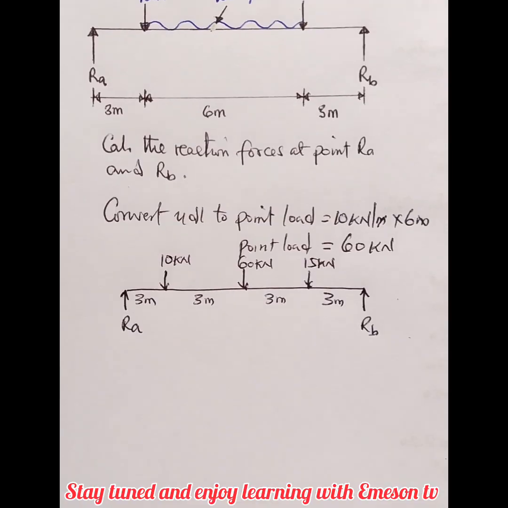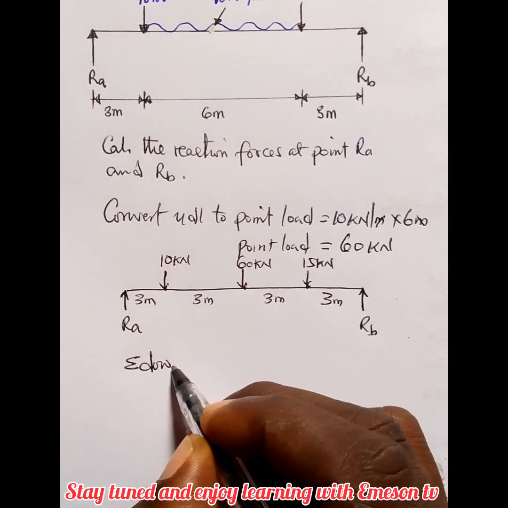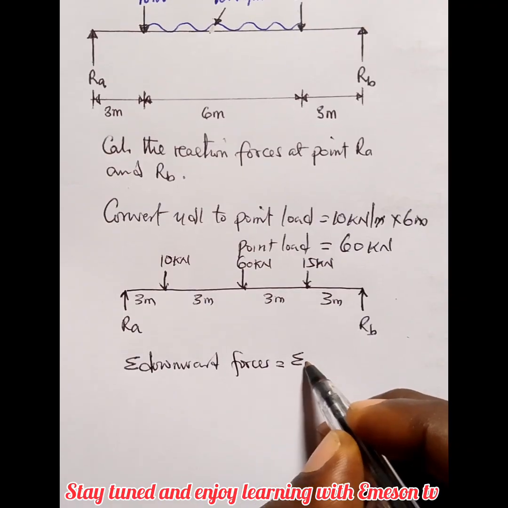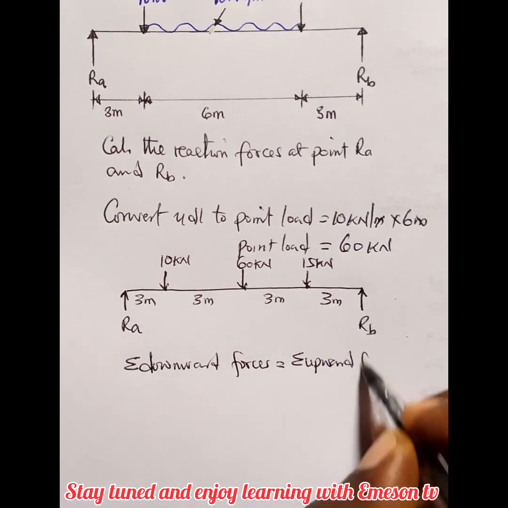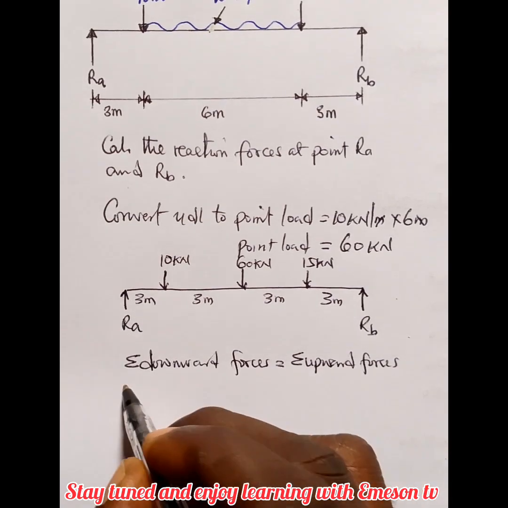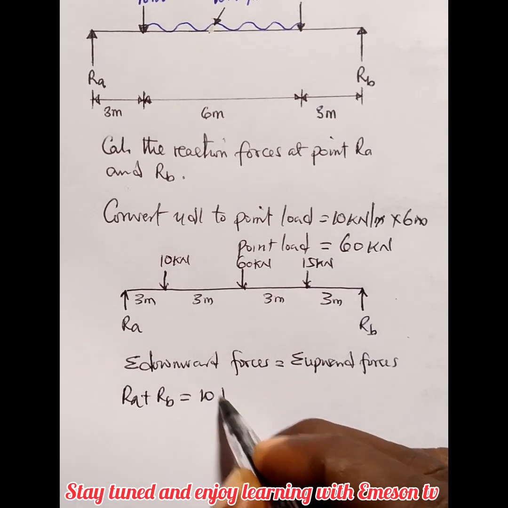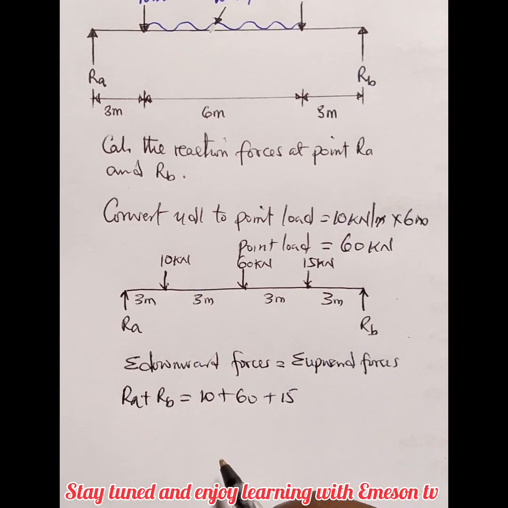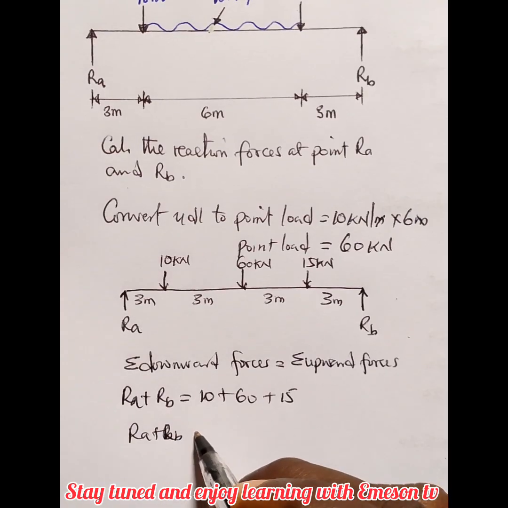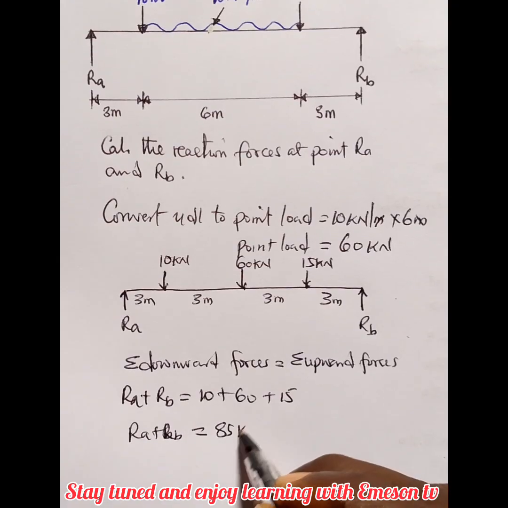The principles of moment. One is to say that summation of downward forces is equal to summation of upward forces, which is to say that R_A plus R_B is equal to 10 plus 60 plus 15. So R_A plus R_B is equal to 85 kilonewton.